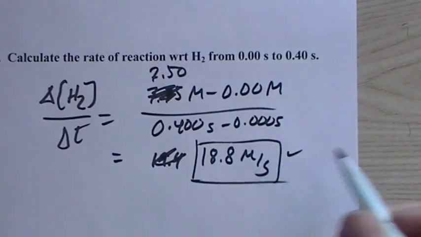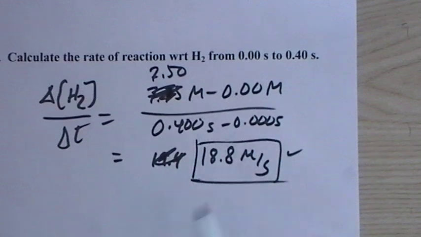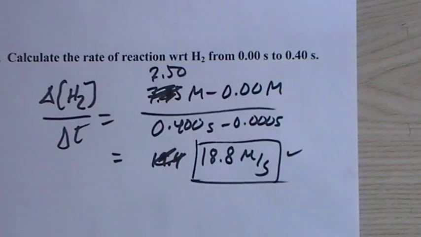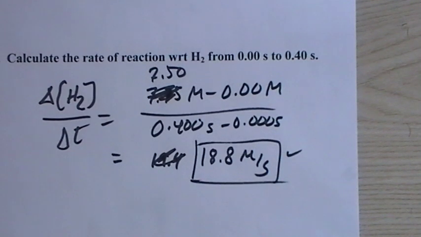But that's another thing to be watchful of. That's a nice check, since you already know what the value should be. It should be the positive of the reactant for fluorine, which was negative 18.8. All right, let's continue on.